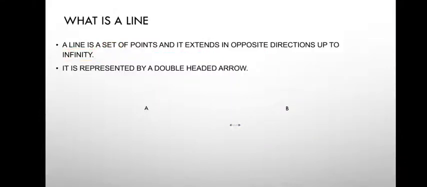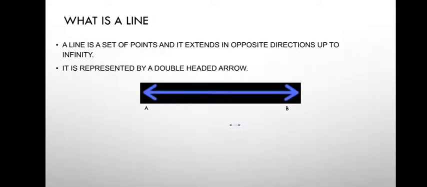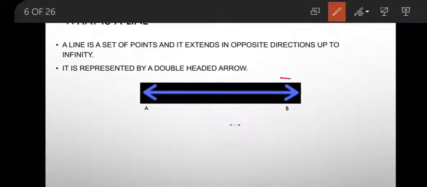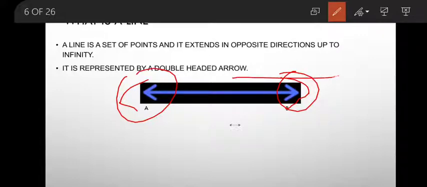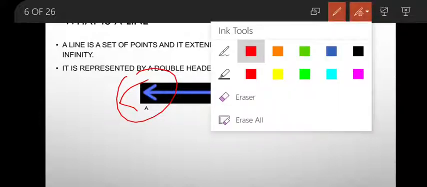Let me show you a line. This is a line. AB is a line and it is represented by a double-headed arrow on both sides. What does this arrow mean? This arrow means we can extend this line up to infinity in both directions.